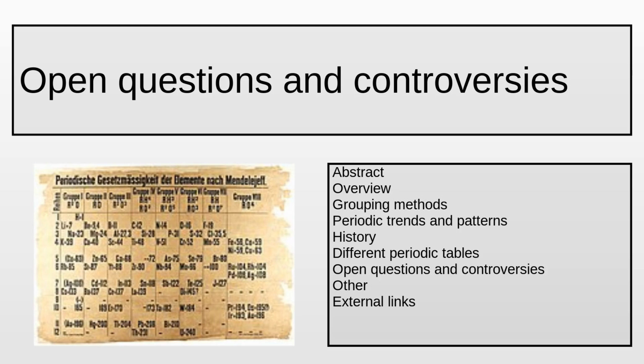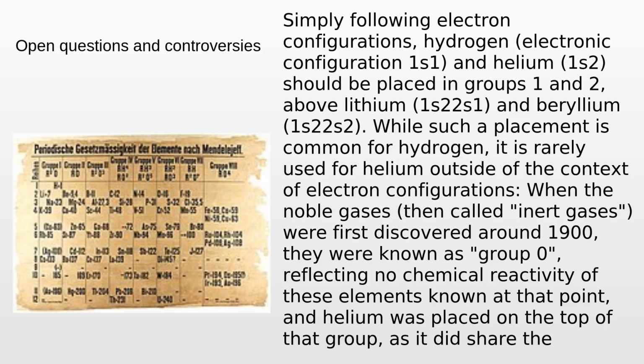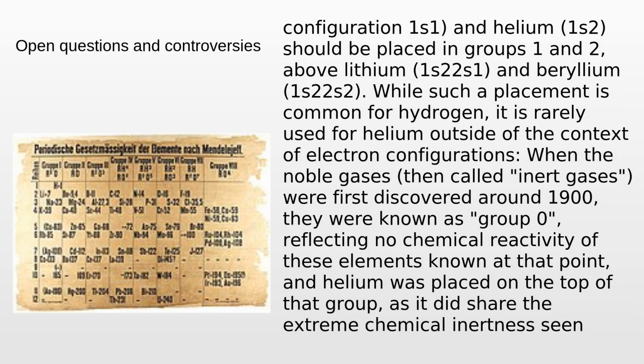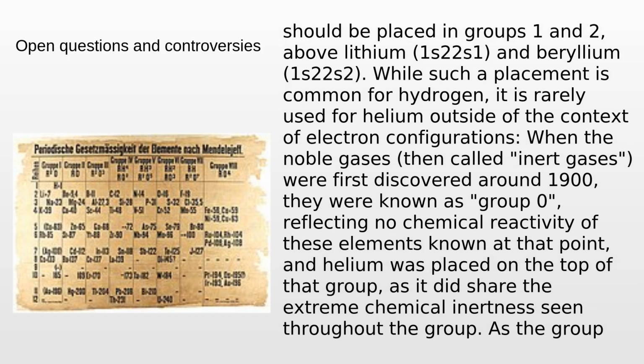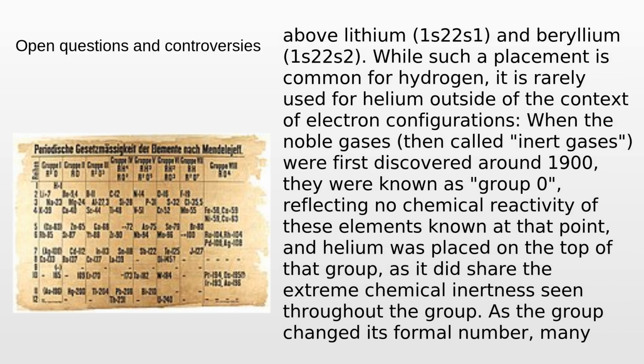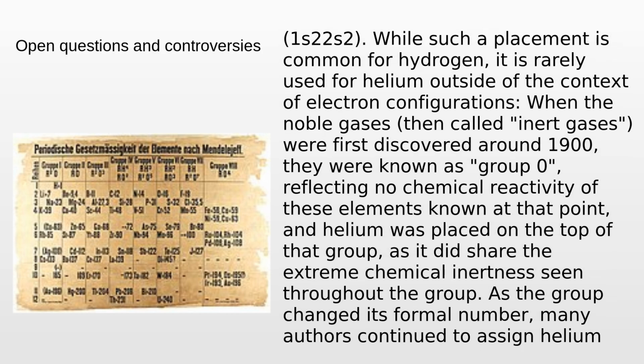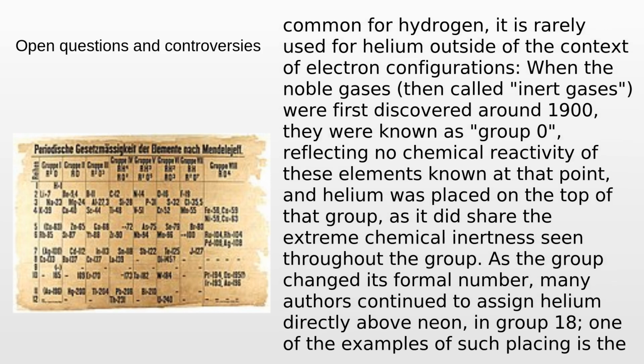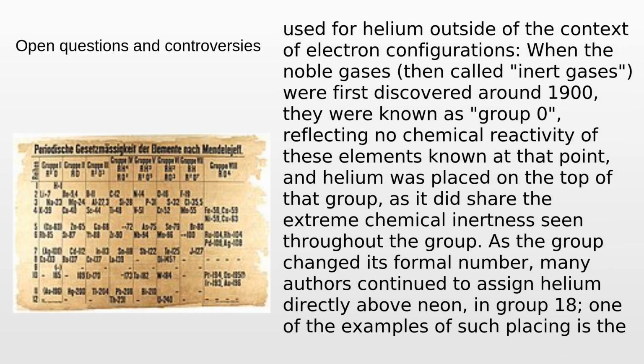Open questions and controversies. Simply following electron configurations, hydrogen, electronic configuration 1s1, and helium, 1s2, should be placed in groups 1 and 2, above lithium, 1s2 2s1, and beryllium, 1s2 2s2. While such a placement is common for hydrogen, it is rarely used for helium outside of the context of electron configurations.